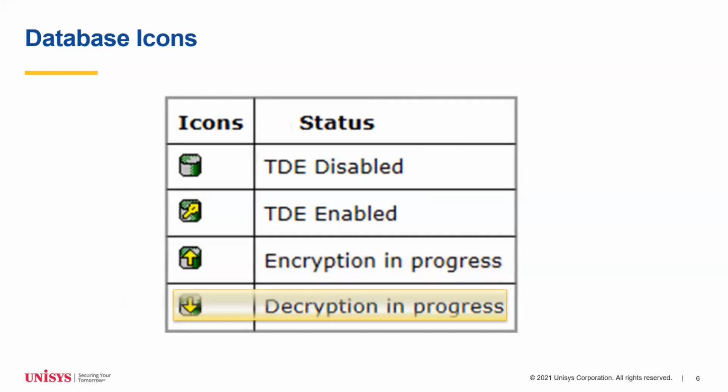This icon represents that TDE decryption is in progress. Similar to encryption, disabling transparent data encryption will take some time if the database size is too big. The timing will vary depending on the actual database size. With this icon, the user will know that the database decryption is in progress.